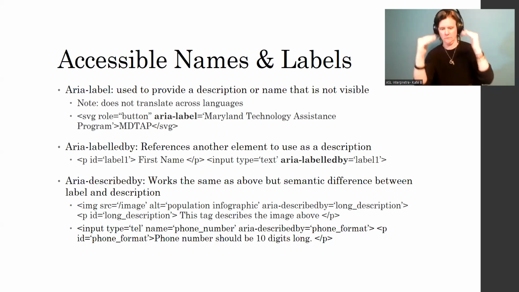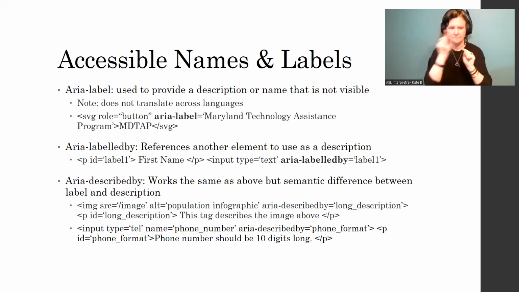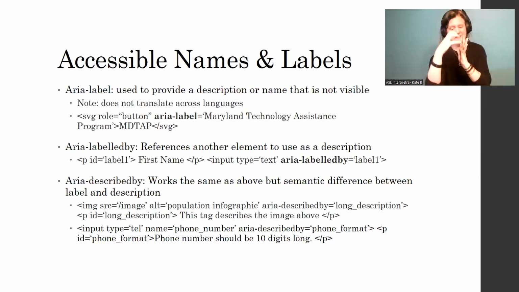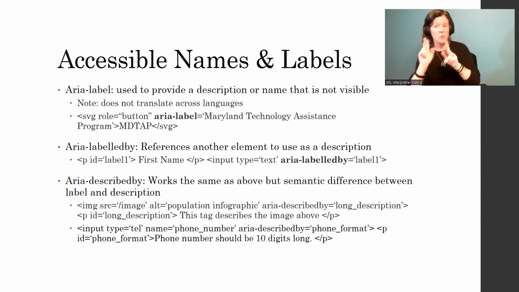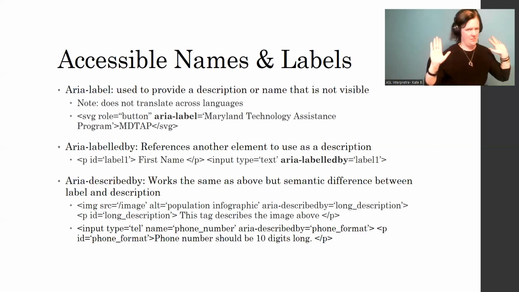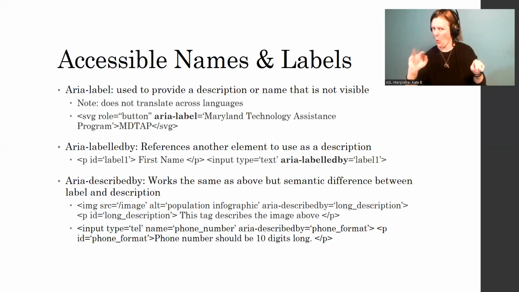This tag describes the image above. Now, the key thing is that it will likely read both. In some cases, it might only read the ARIA described by. The reason we set it up like this is that we hope that it reads the alt text, and then it'll start reading the long description, and that's when the user can shut it down if they so desire. This is not an example of good coding. It's just an example of the behavior. Please don't do this. I just want to make that clear. This is just to show how these two are going to interact.